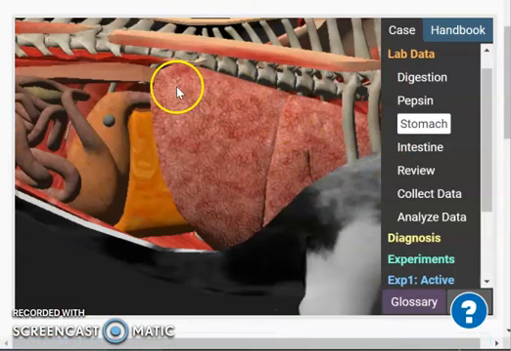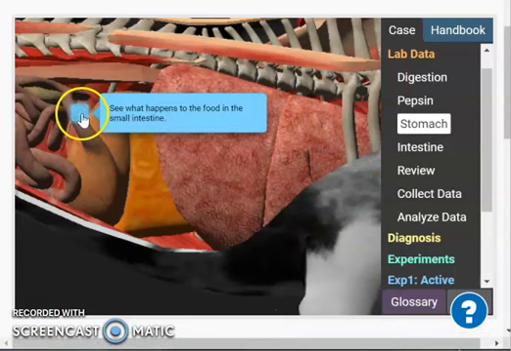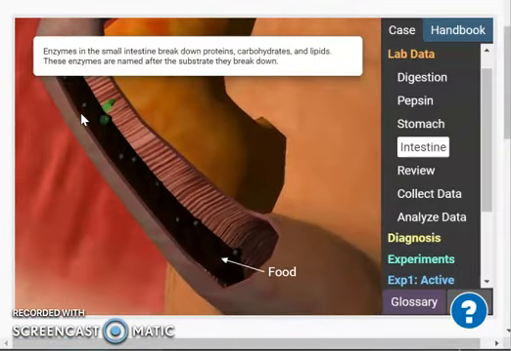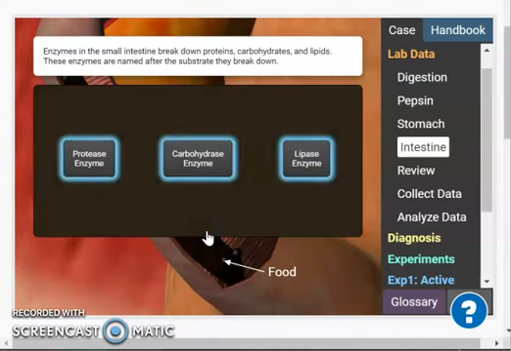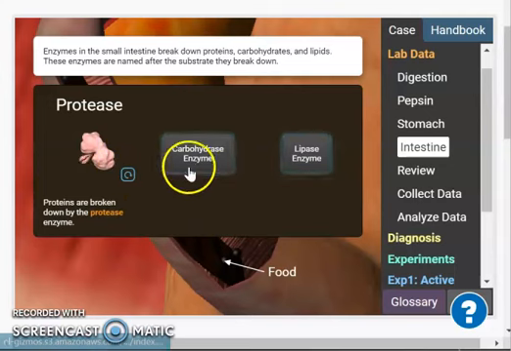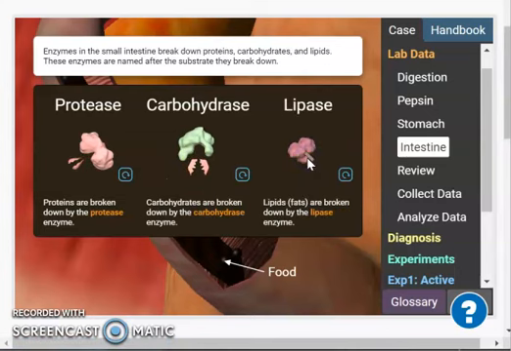Let's follow where it goes after we go through the stomach. So from the stomach, the food goes to the small intestine. Let's see what happens to the food here. Enzymes in the small intestine break down the proteins, carbohydrates, and lipids. These enzymes are named after the substrate they break down. The protease enzyme breaks down proteins. The carbohydrase enzyme breaks down carbohydrates. And the lipase enzyme breaks down lipids.